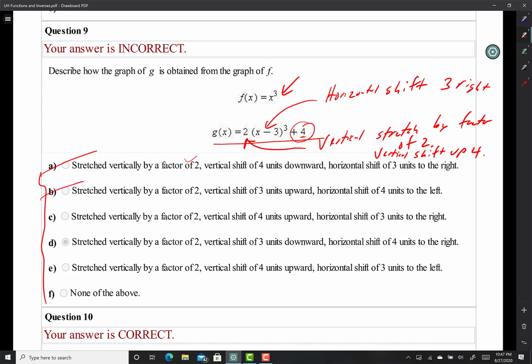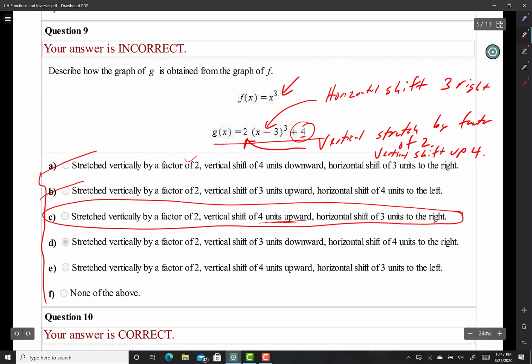Stretch vertically by a factor of 2. Vertical shift of 4 units upward, maybe. Well, that is true. Horizontal shift of 3 units to the right. Oh, there it is, guys. Let's see what this one says. Vertical shift 3 units down, nope. Vertical shift 4 units up, yes. Horizontal shift 3 units to the left, nope. You go to the right.